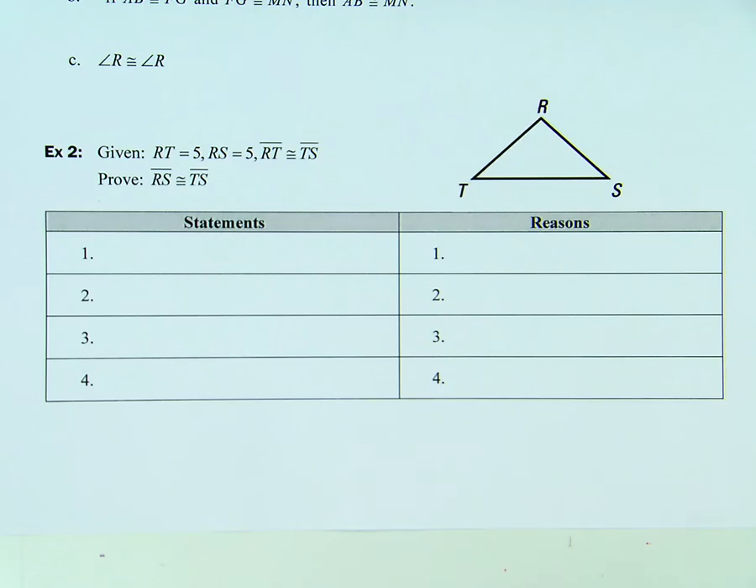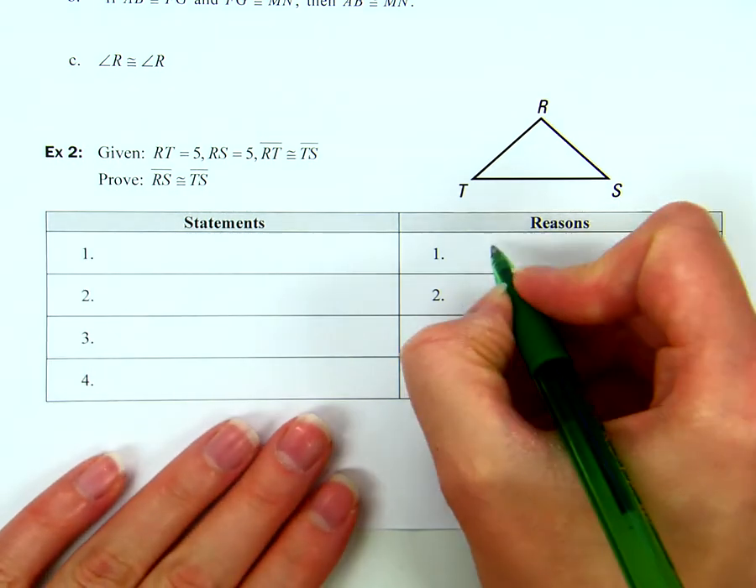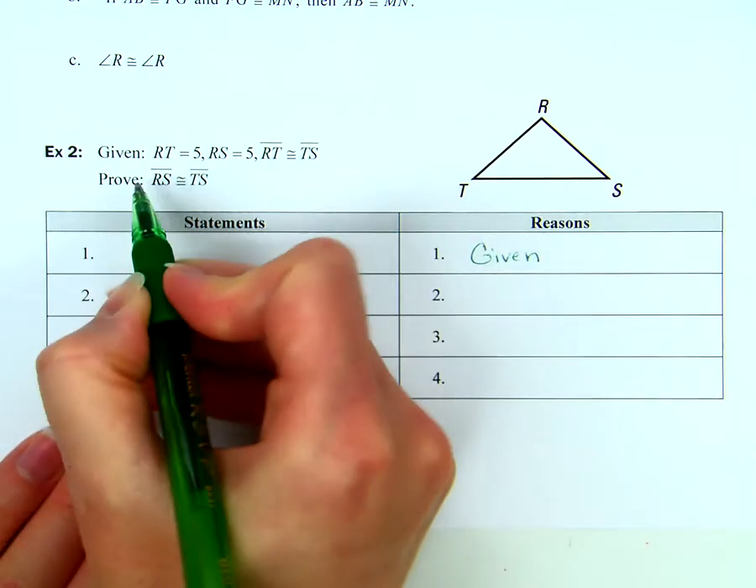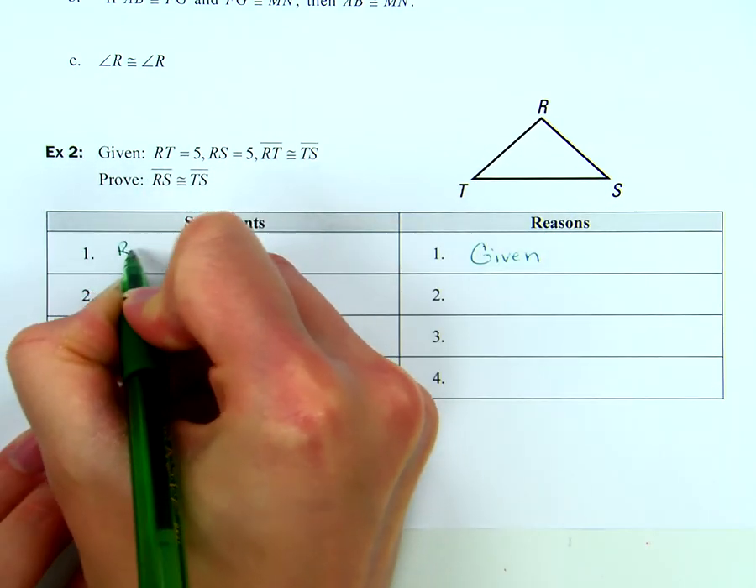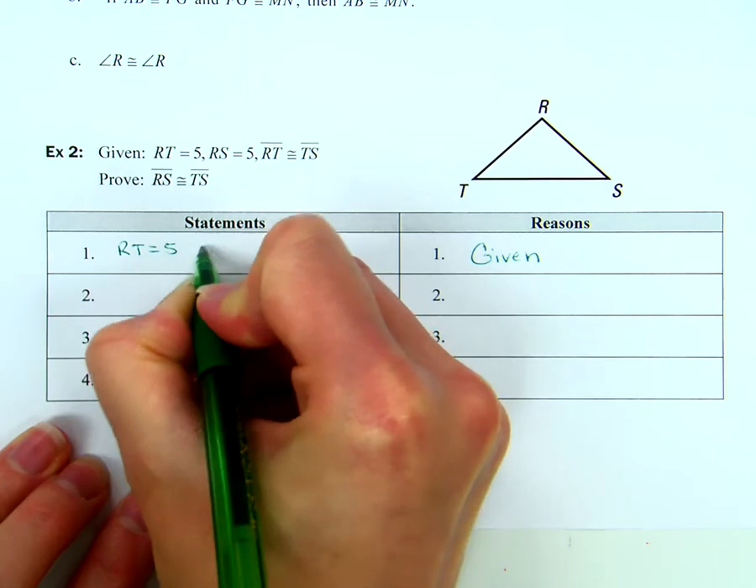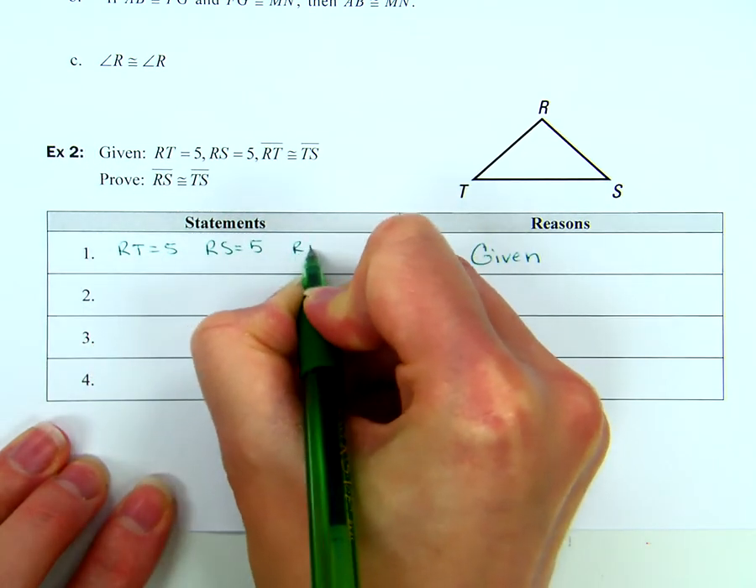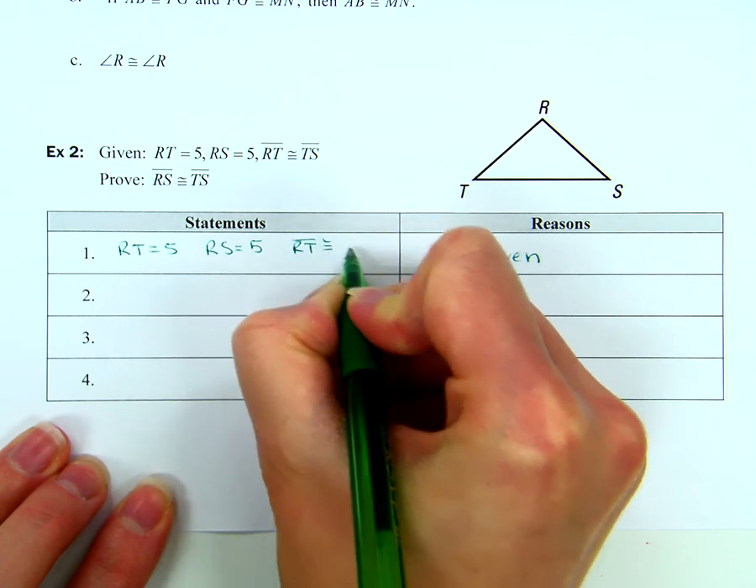Alright folks, let's give example 2 a try. Now these proofs in this section will start the same way they did in the previous. We're going to start with our given information in the first line. So let's write down RT equals 5, RS equals 5, and RT is congruent to TS.